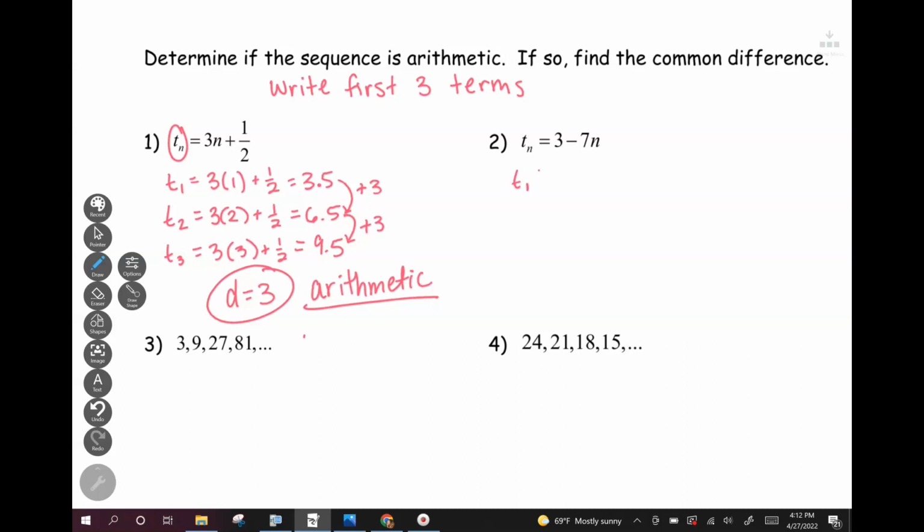All right, next one. So we're going to do T1, which means since I'm replacing this n with a 1, I'm going to replace the other n with a 1. So 3 minus 7 equals -4. T2, 3 minus 7 times 2. 3 minus 14 is -11. Three minus 21.